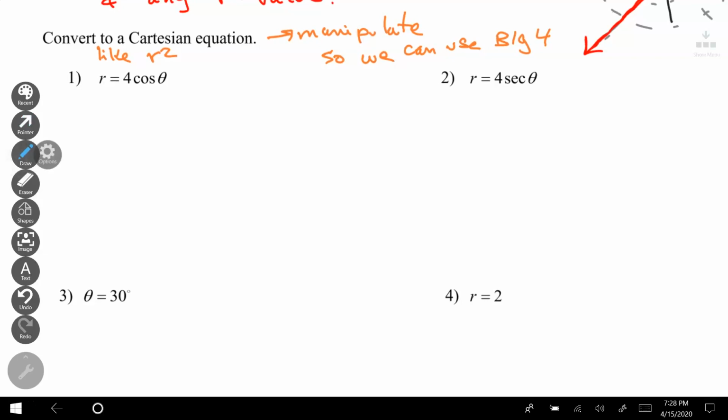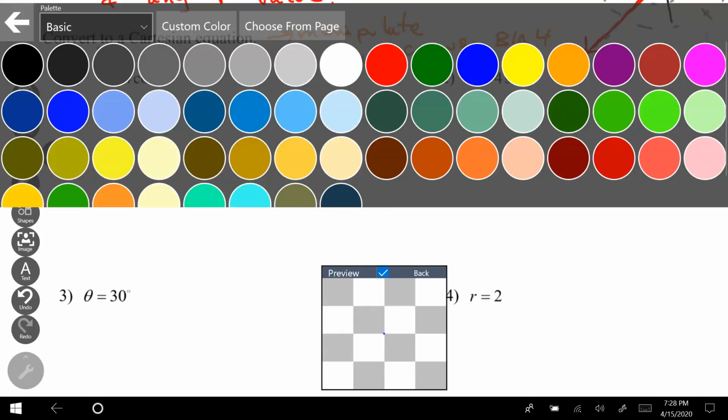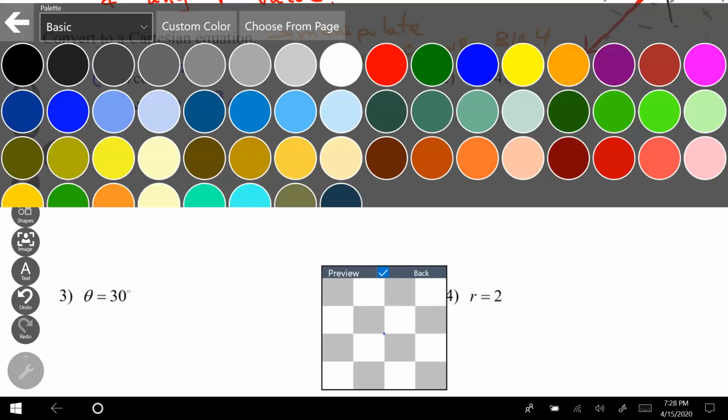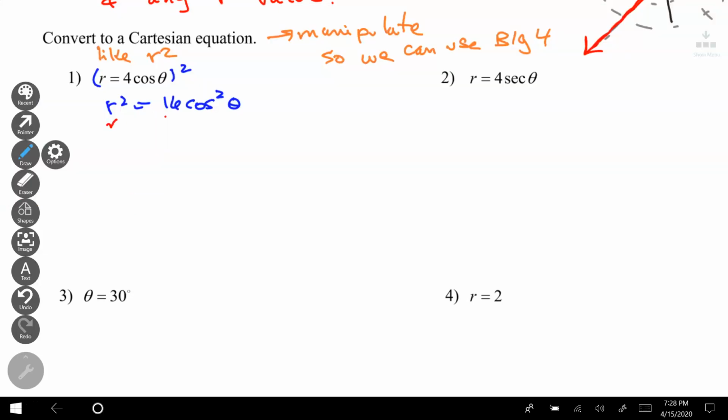Okay, my first example here. I like having r squared. So one way I can get r squared is to square everything. So I get r squared is equal to 16 cosine squared theta. This I like, because I have a substitution for that, but this I have no idea what to do with. So to me, this was a bad choice. It's okay. I can erase it and try something else.